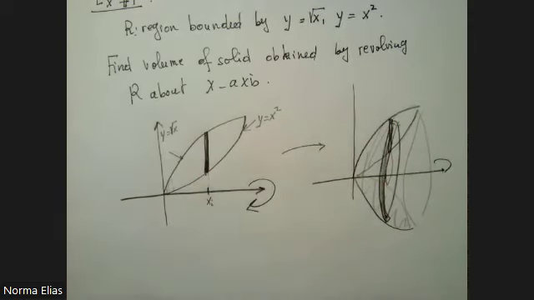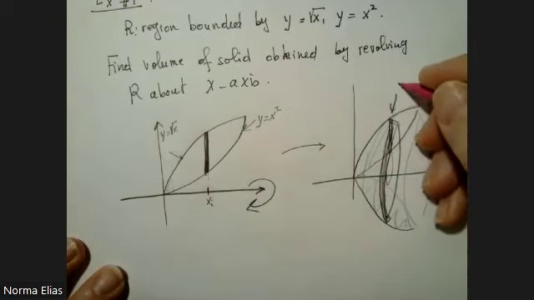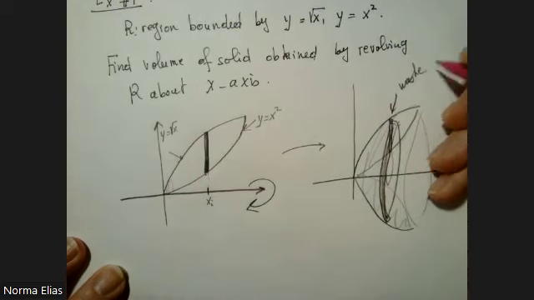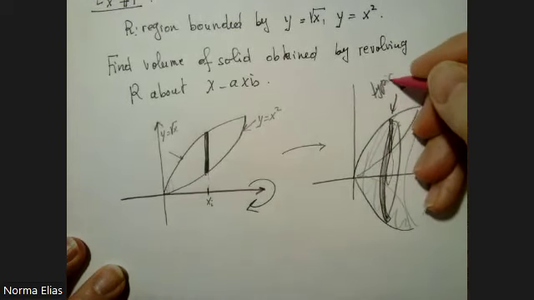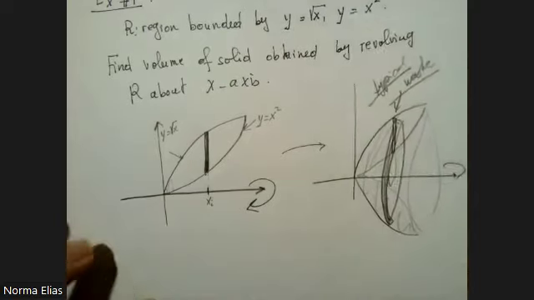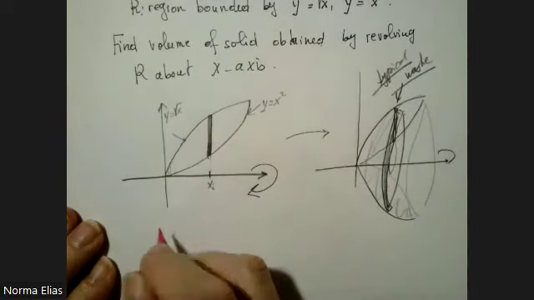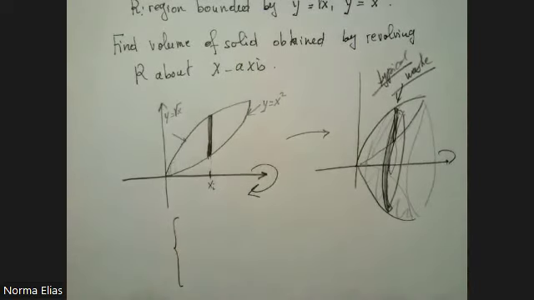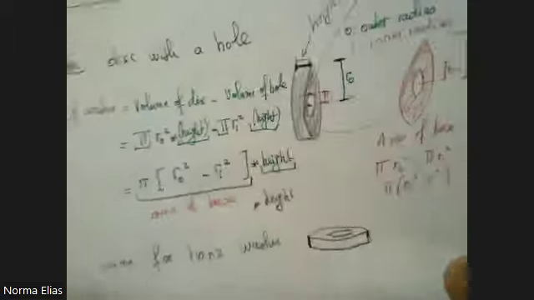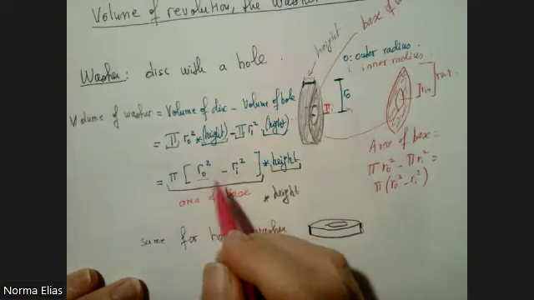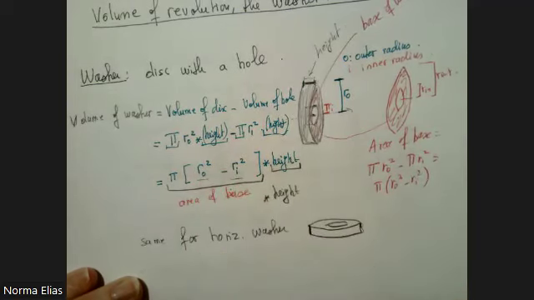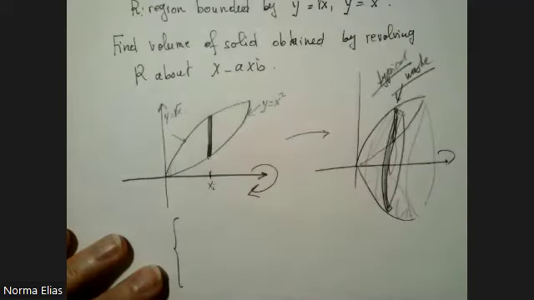Okay. All right, so that's the washer. That's a typical washer. I need to find the volume of a typical washer, so let us analyze it. To be able to find the volume of a typical washer, I need the outer radius, I need the inner radius, and then I apply the formula. That's really what it is.